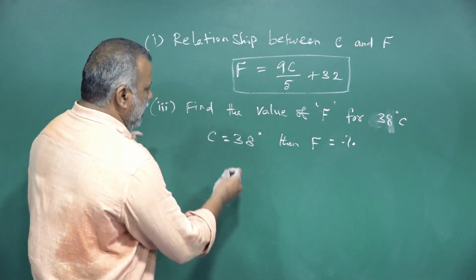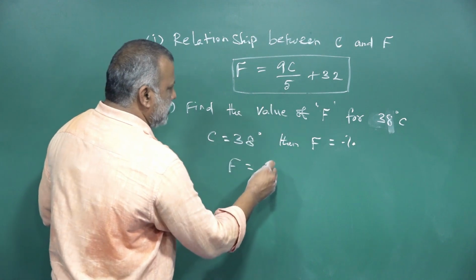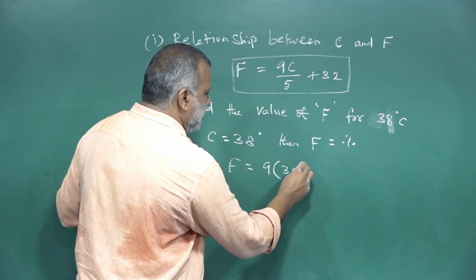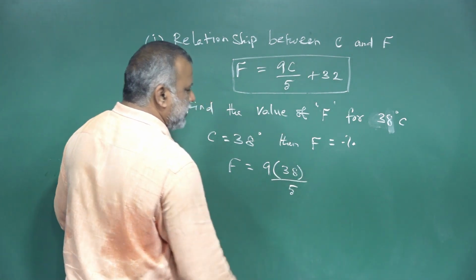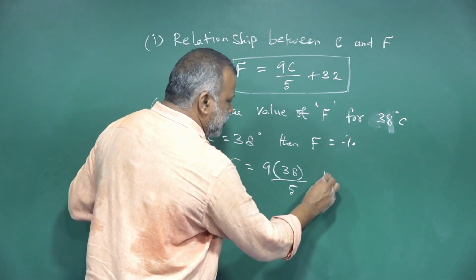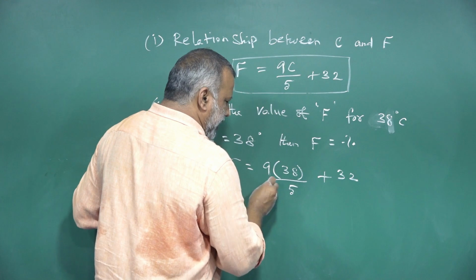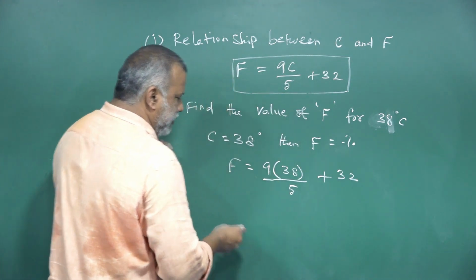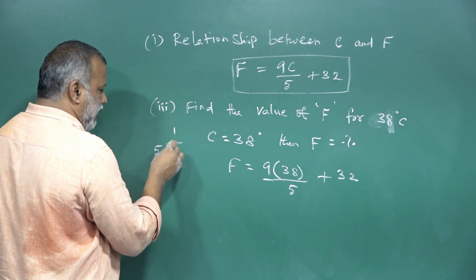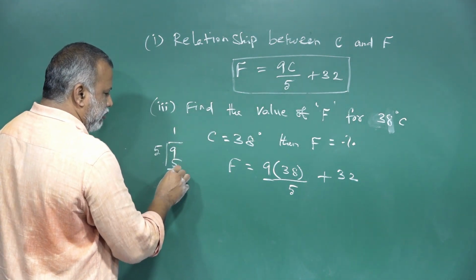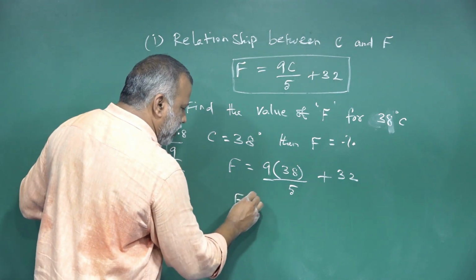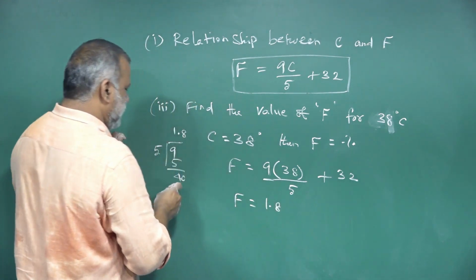Just substitute here. F equal to 9 multiplication with 38 divided by 5 plus 32. So this 9 can be simplified with 5. See here, 9 is divided by 5. That means 1 5 is 5, the remaining is 4. That means 40, we can get 8. So here F equal to 1.8.